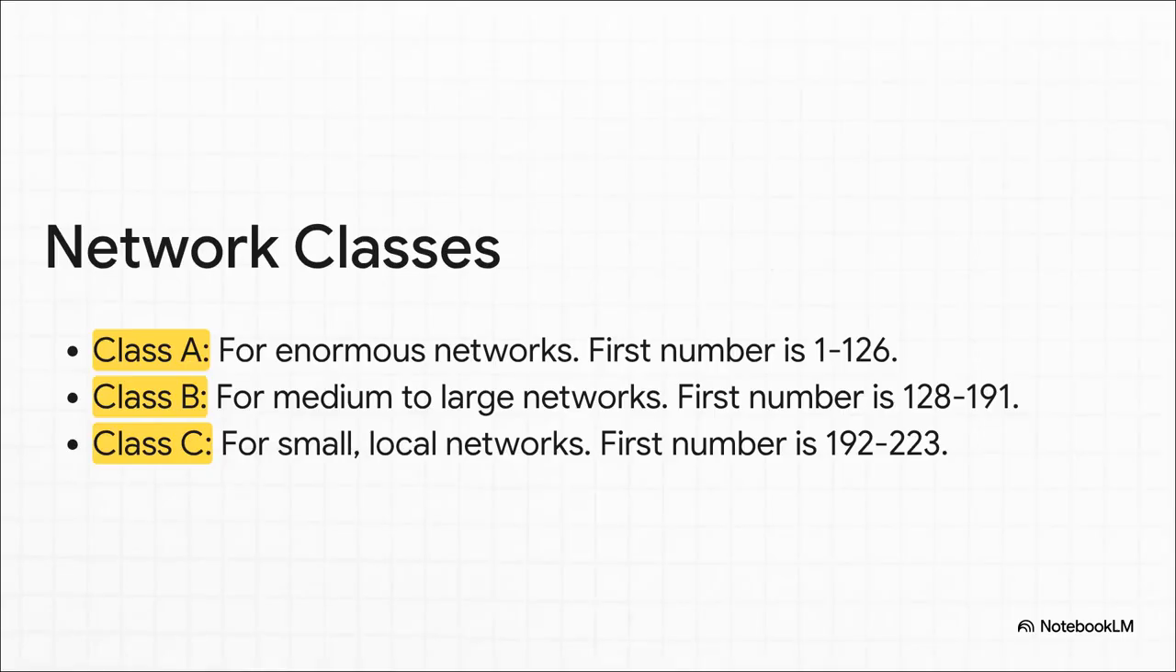You know, back in the early days, these IP addresses were actually grouped into these rigid classes to handle different size networks. You had Class A for the absolute giants, Class B for big companies, and Class C for small businesses.